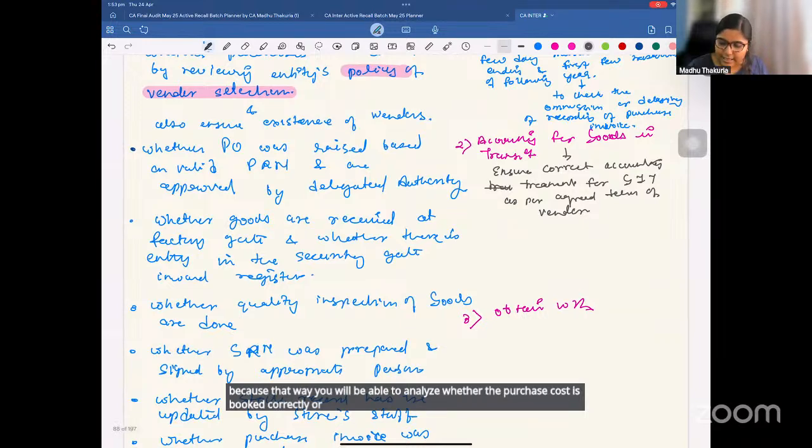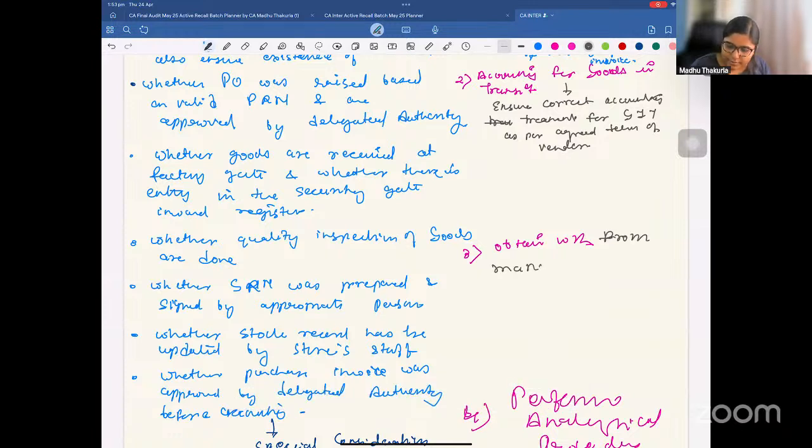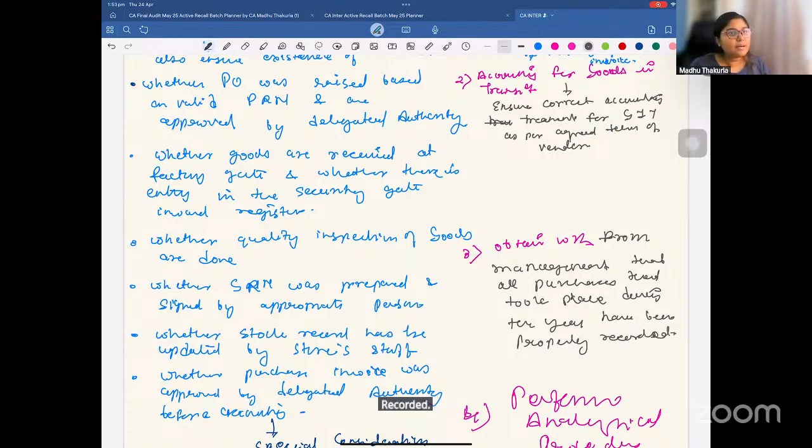And the second next is to obtain a written representation (WR) from management that all purchases that took place during the year have been properly recorded. So this WR you take as part of your SA 550.